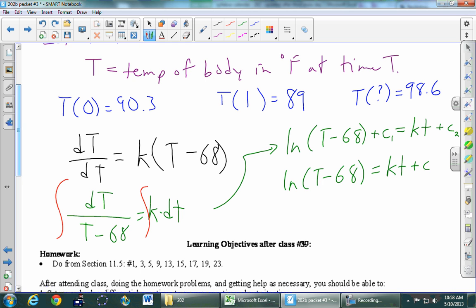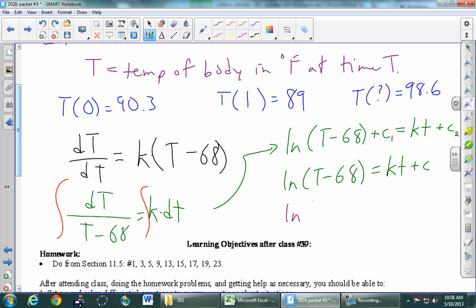K and C are constants. We've got to figure them out based on what's in there, what's up there in blue. So for example, if I plug in 0 for what letter? You've got to say lowercase or capital. Little t. Then what do I do with the 90.3? Plug it in for big T.